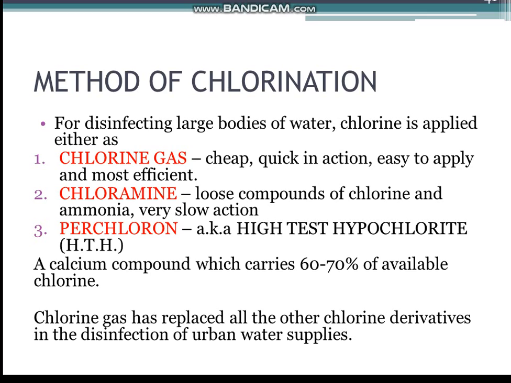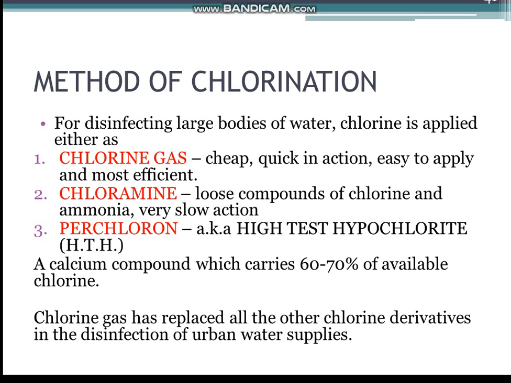Method of chlorination. For disinfecting large bodies of water, chlorine is applied either as chlorine gas, chloramine or perchloron. Chlorine gas is the first choice because it is cheap, quick in action, efficient and easy to apply. Since chlorine gas is an irritant to the eyes and poisonous, a special equipment known as chlorinating equipment is required to apply chlorine gas to water supplies.